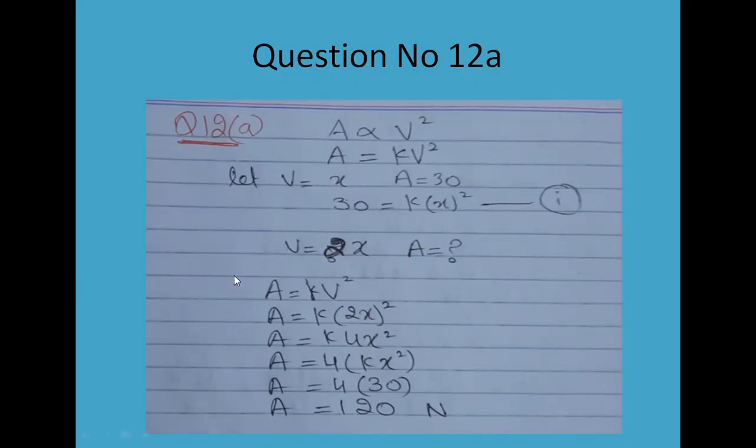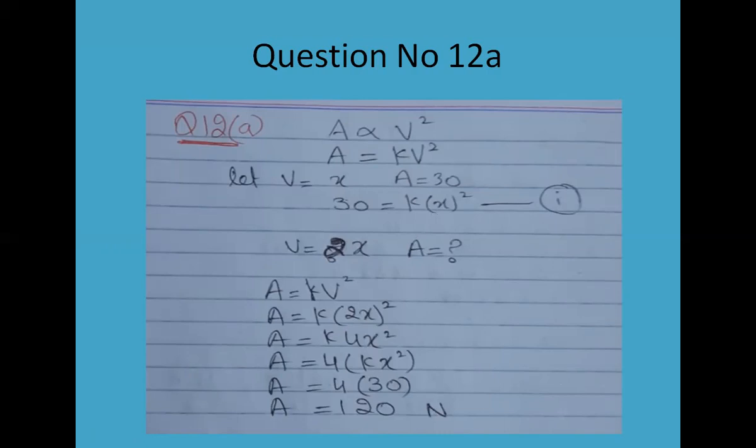So air resistance is equal to kV square. So air resistance will be equal to k into 2X and whole square. So it will become 4X square. So k into 4 into X square. Take this 4 to the side and kx square. And you know the kx square here. How much is the kx square value? That's 30. So write 30 here. So 4 into 30, that's 120 Newton. So when the speed becomes double, the air resistance will be 120 Newton.